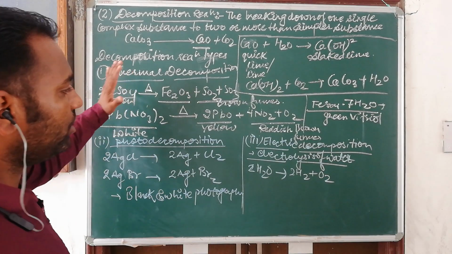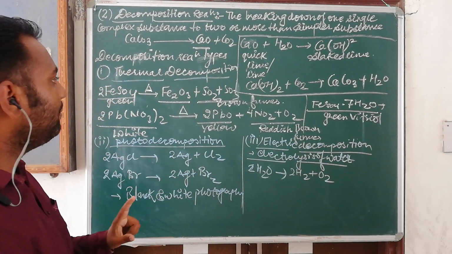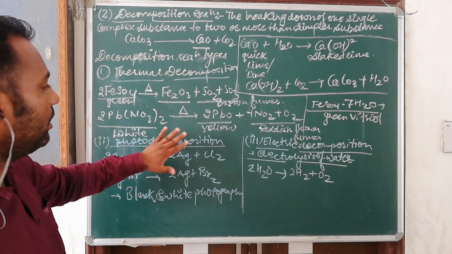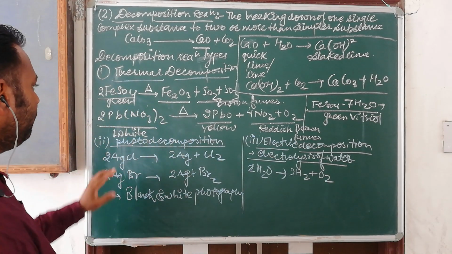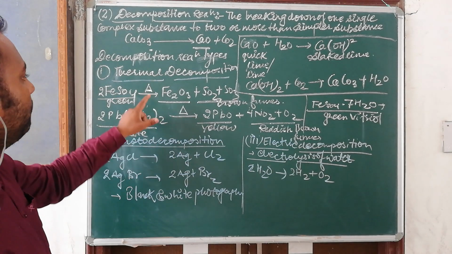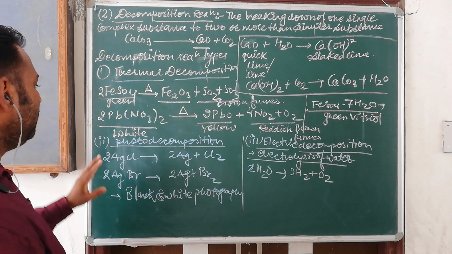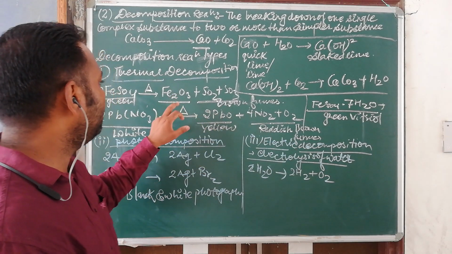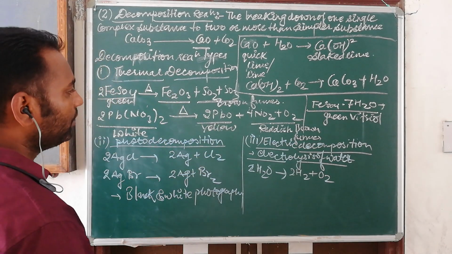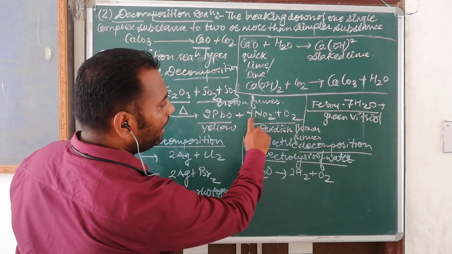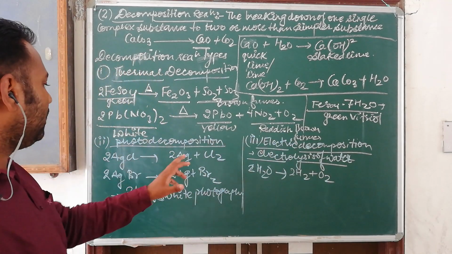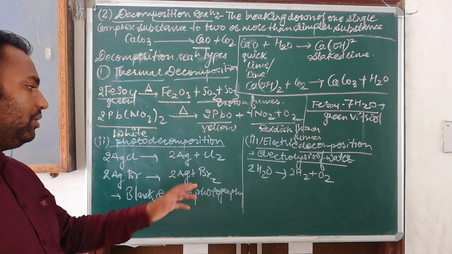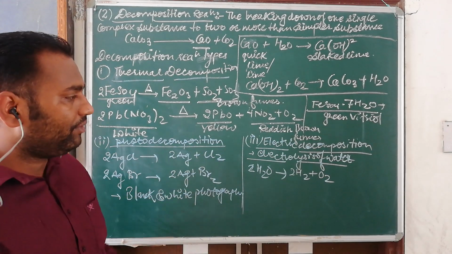What are decomposition reactions? This is a thermal decomposition reaction: FeSO4 decomposes, and our reactions are also balanced. 4NO2 and O2, Fe2O3, SO2, SO3, 2Pb(NO3)2 to 2PbO, yellow in color, and reddish brown fumes will come. Photo decomposition: 2AgCl gives 2Ag plus Cl2, 2AgBr gives 2Ag plus Br2, used in black and white photography.